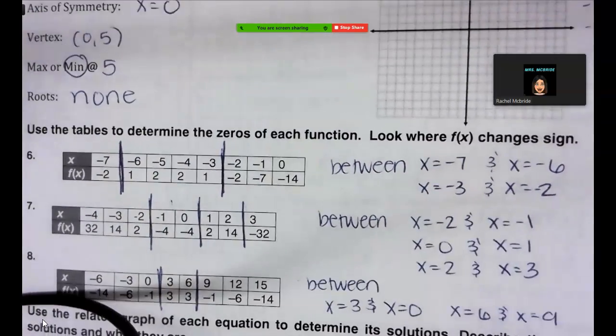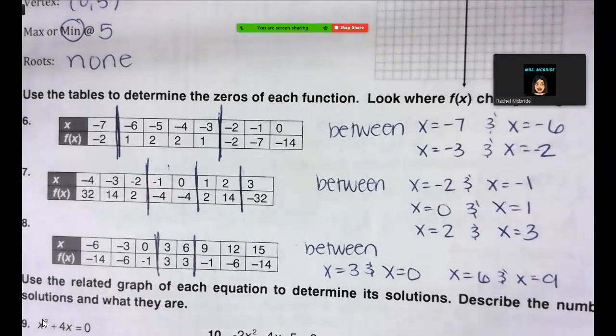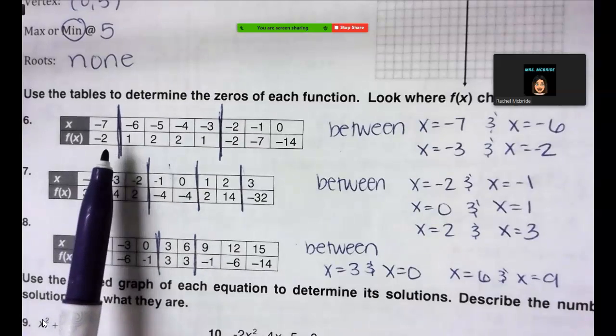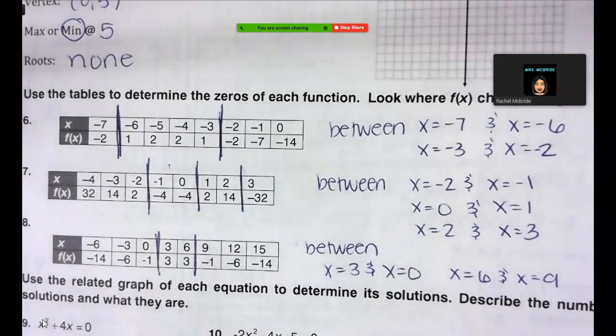And then 6, 7, and 8. In 6, 7, and 8, you needed to look at your table. And when you were looking at your table, you were simply looking at where did we have a sign change. So at -2 and 1, it goes from a negative to a positive on y. So that is a sign change. So if you have a sign change on y, then you have a root between on x. So you look for a sign change on y to give a root between on x.